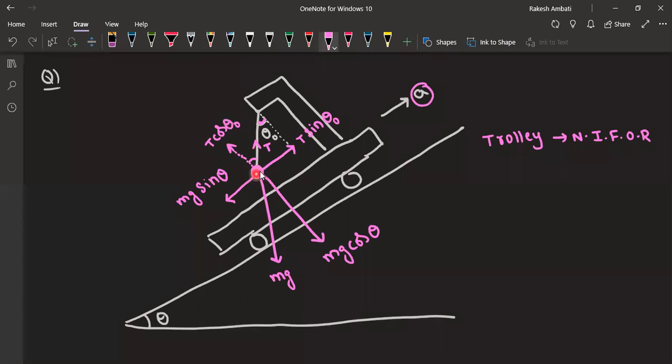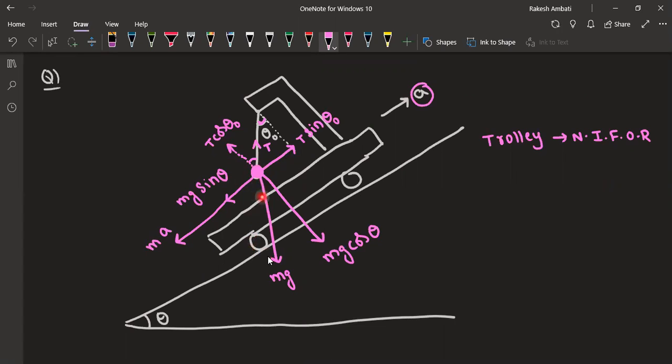So how to draw the pseudo force? It is drawn opposite to the acceleration of the non-inertial frame. Here, the acceleration of the non-inertial frame, the inclined plane, is up the incline, so the pseudo force will act in the opposite direction, down the inclined plane. And how to find the pseudo force? Mass into acceleration of the non-inertial frame. So this is the free body diagram of the pendulum.